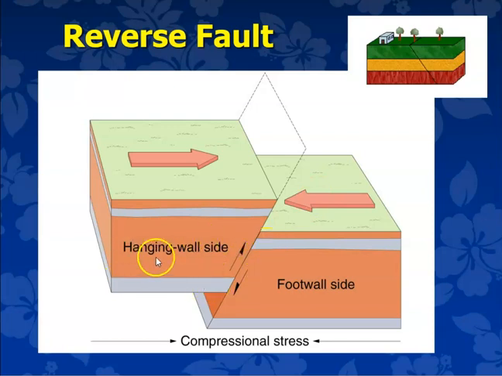So we still have our hanging wall and our footwall, but now the hanging wall moves up that slope of the fault line and the footwall moves down that fault line. And so the hanging wall moves up relative to the footwall at a reverse fault.